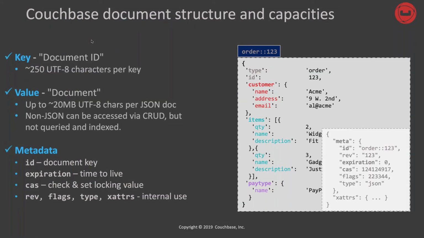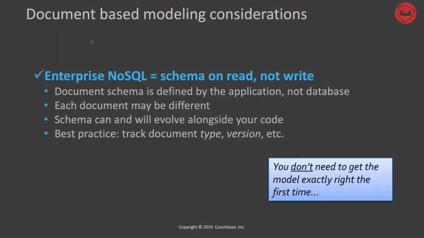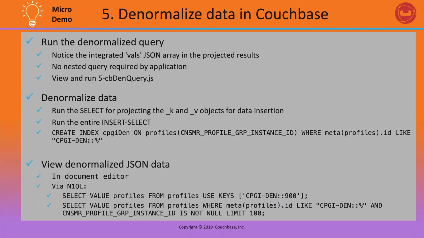A couple quick notes on JSON document structure. We do have some limitations here. You have 250 UTF-8 characters per key. We have about 20 megabytes of document size limitation. Just keep in mind your schemas are not fixed in Couchbase, so you can continue to work on it as you evolve. This is one of the advantages of being in Couchbase, that you can sort of experiment with these things as you go forward. Okay, so last micro demo, and then we'll have question and answer.